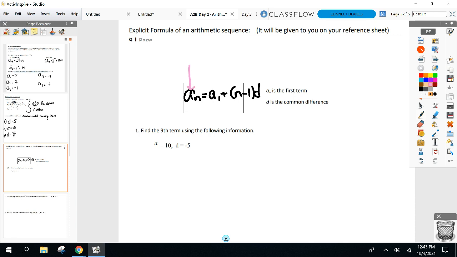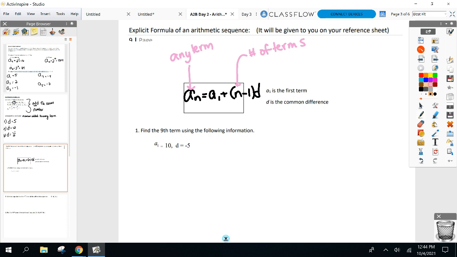Just a reminder, a sub n is any term in the sequence. What's a1 for us? First term. The d value is the common difference, what you are going by. And the n value is the number of the term. I'll show you what to plug in for that in a second.